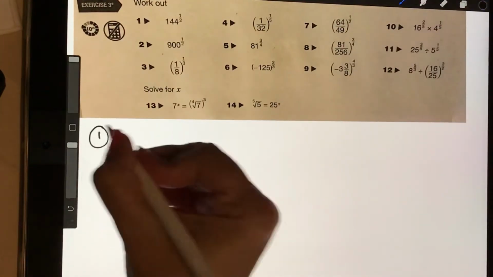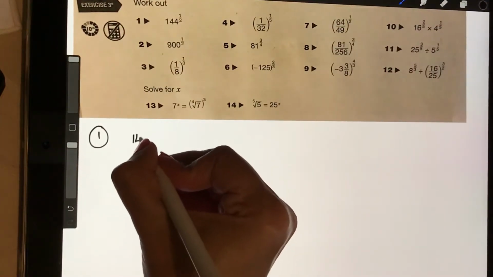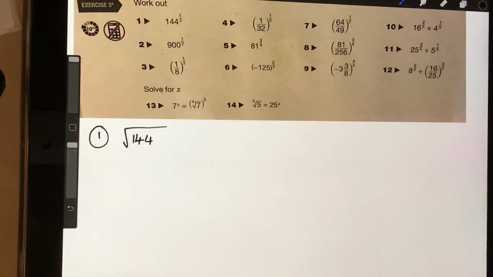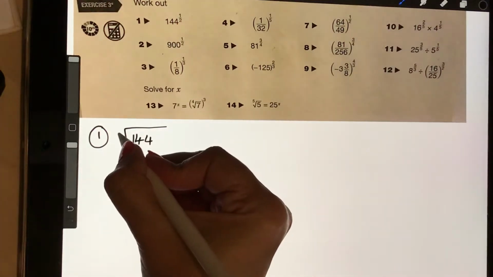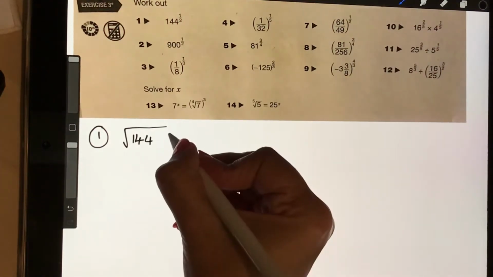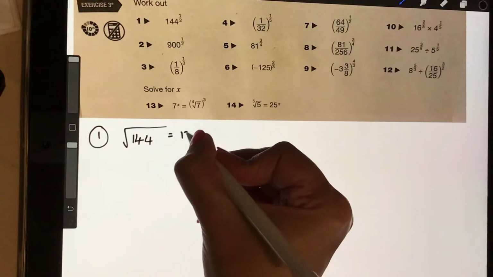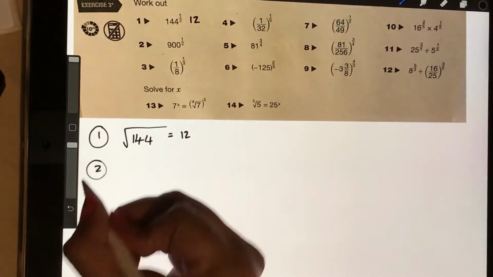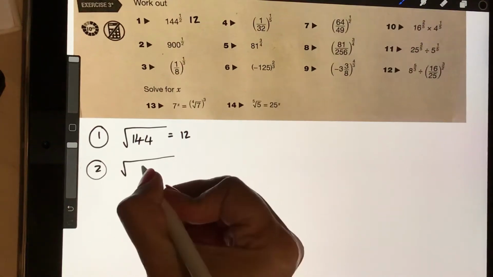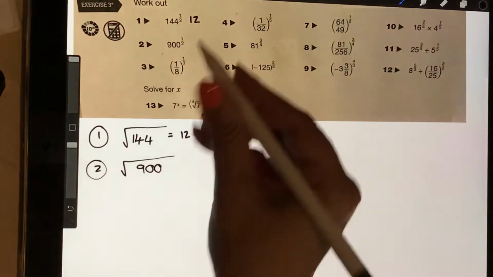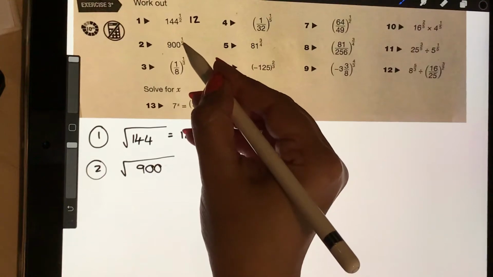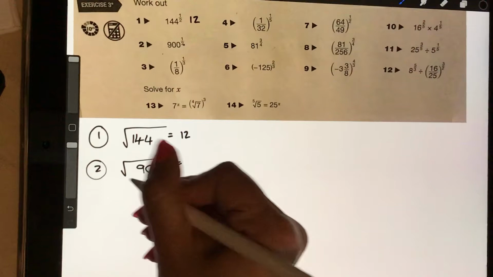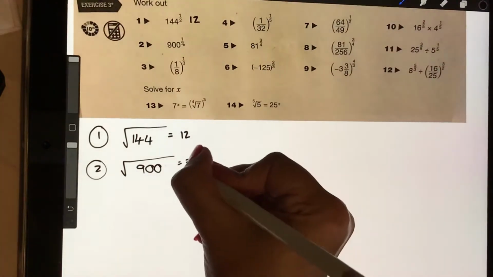For number 1, we've got 144, and since it's to the power of a half, we know that we're going to take the square root of that. We don't write the 2, we don't write the 1, and the square root of 144 is simply 12. Right, for number 2, the same thing. We've got 900 inside the root to the power of a half. That means that the denominator goes outside and the 1 on the inside, we do not write that. And the square root of 900 is 30.